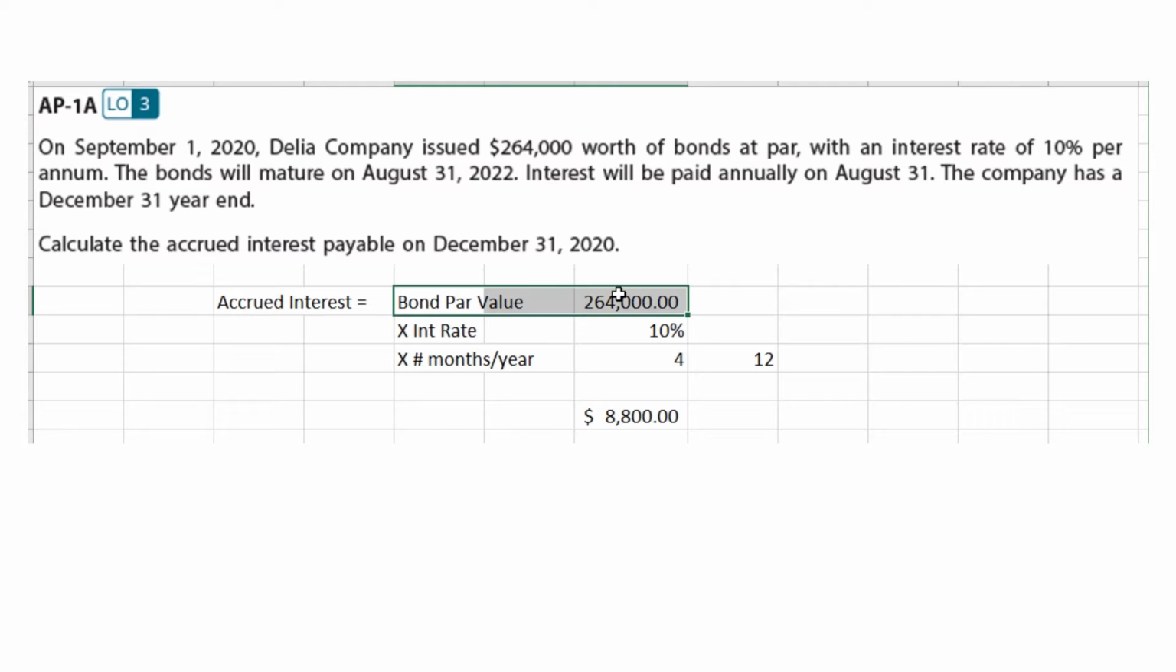So we take the bond par value being $264,000 times the interest rate of 10% as indicated here, and then the number of months that we need to accrue for, which from September 1st to December 31st would be 4 months out of a full year. So taking our calculation, 264 times 10% times 4 months divided by 12 in a year equals an accrued interest payable of $8,800.